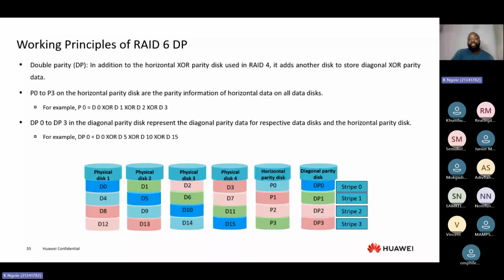These allow the RAID 6 to tolerate some similar disk failure. So this method is just in the case where we have two disks that will fail at the same time.